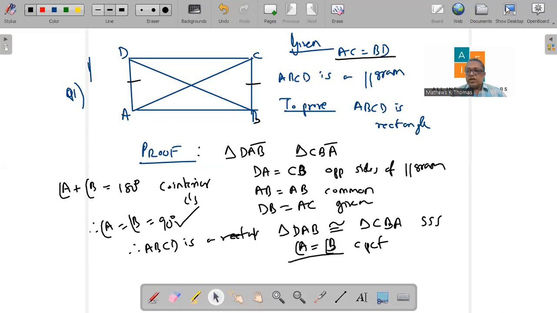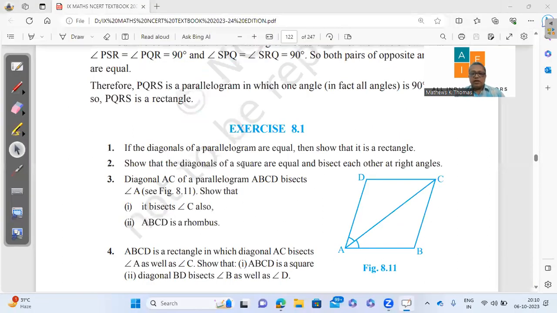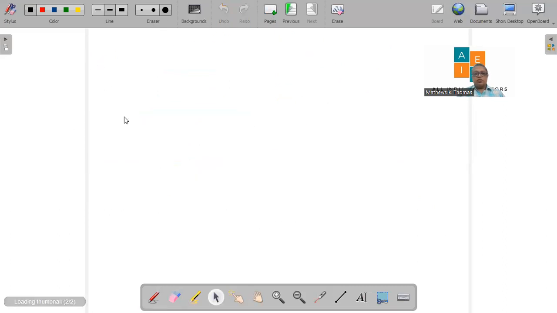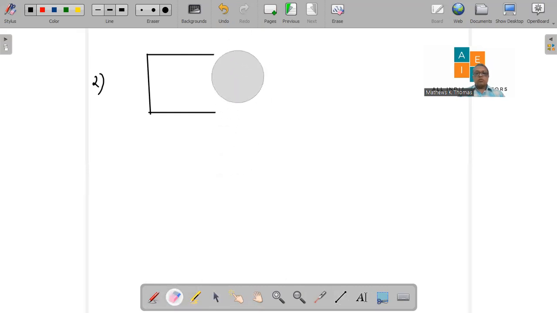And we go on to the second question. The second question says: show that diagonals of a square are equal and bisect each other at right angles. So it is already given to us that there is a square. So let's draw a square. So this is a square. Show that diagonals are equal and bisect each other at right angles. This is our question. So ABCD is a square.